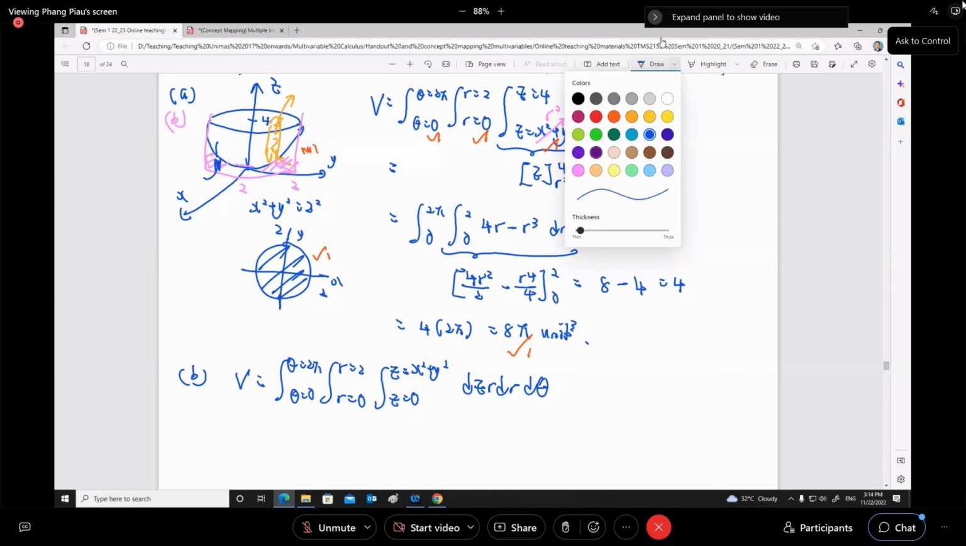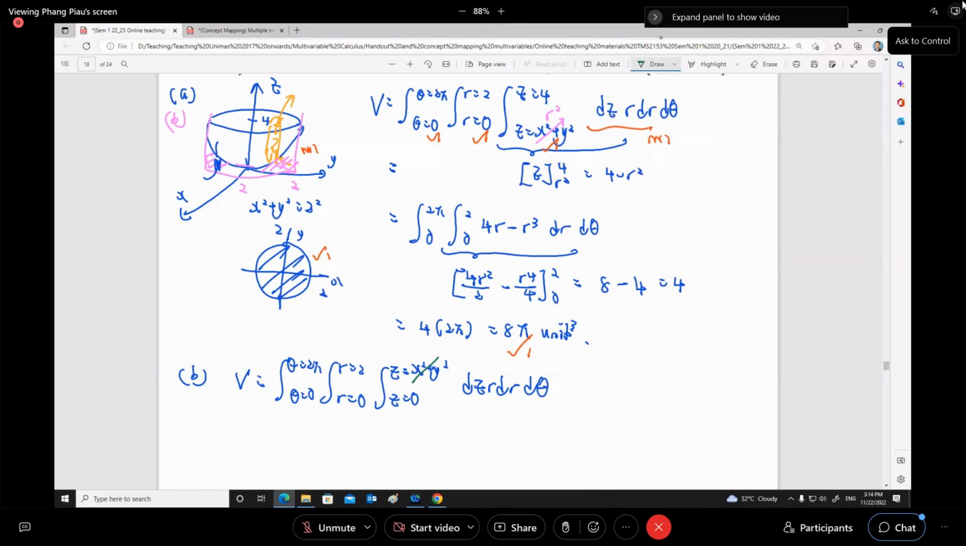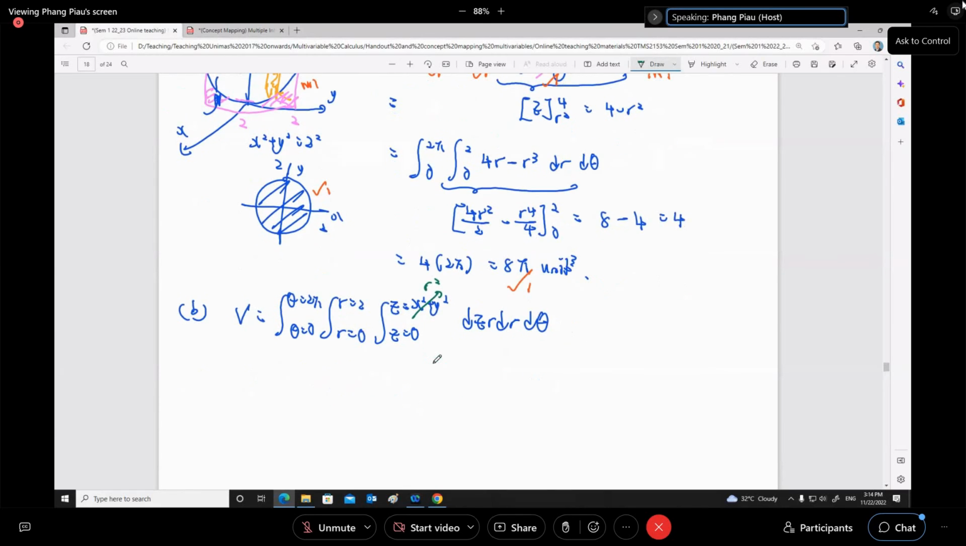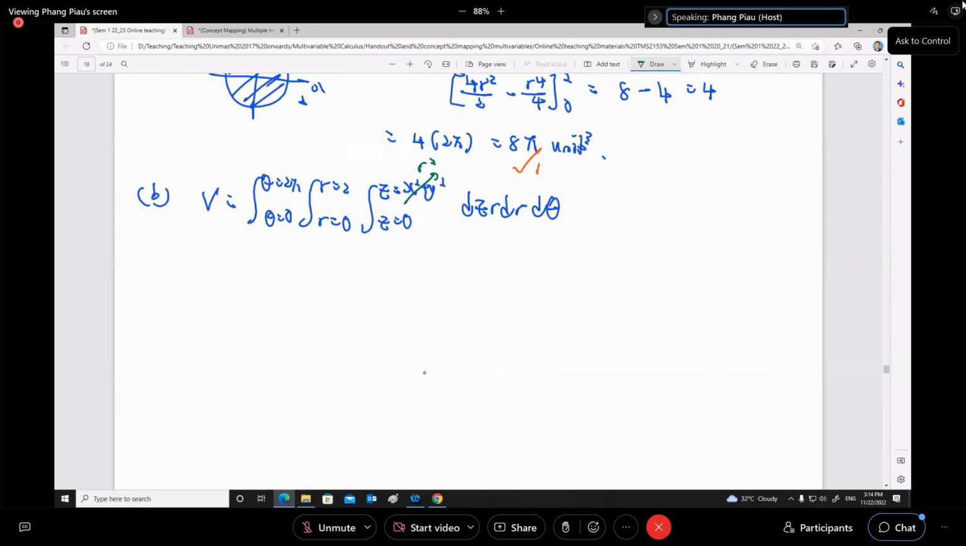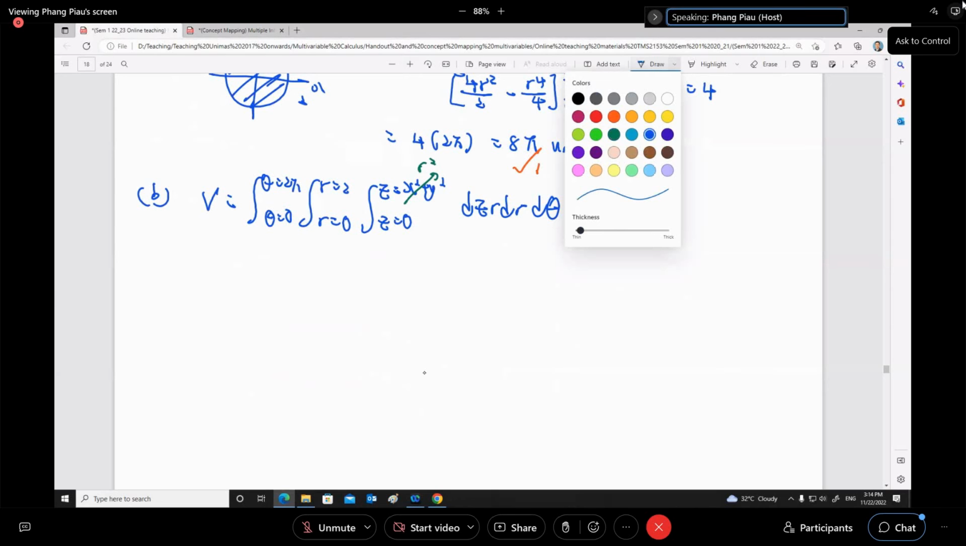But don't forget you have to change this to r power 2, and the rest are the same. You may compare your answer with my answer. You can see it is slightly different here. This is from r power 2 to 4, but now question B is from 0 to r power 2, and the rest are more or less the same. So just compare your answer with my answer.